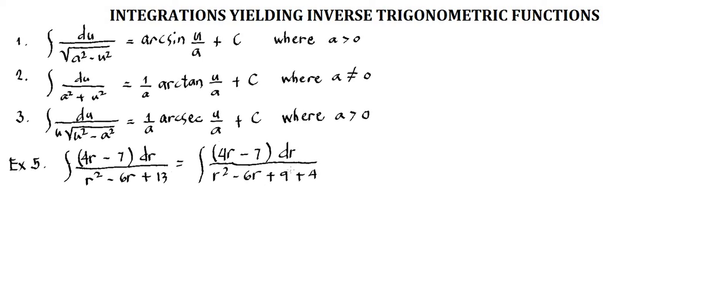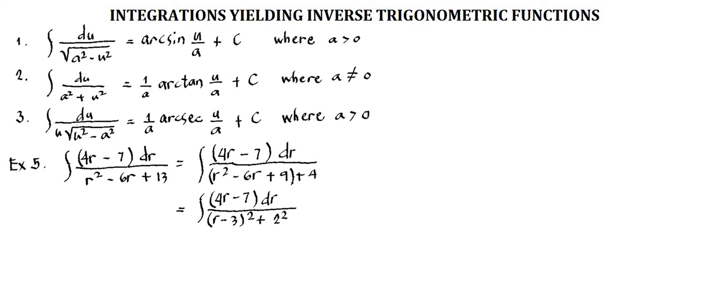Okay? Pagkatapos, itong perfect square trinomial na ito na r squared minus 6r plus 9 ay i-group natin at pagkatapos ay i-factor natin. So, meron tayong integral of 4r minus 7 times dr divided by, so yung r squared minus 6r plus 9, may factor ito na r minus 3 quantity squared, at yun namang 4 ay equal ito sa 2 squared.